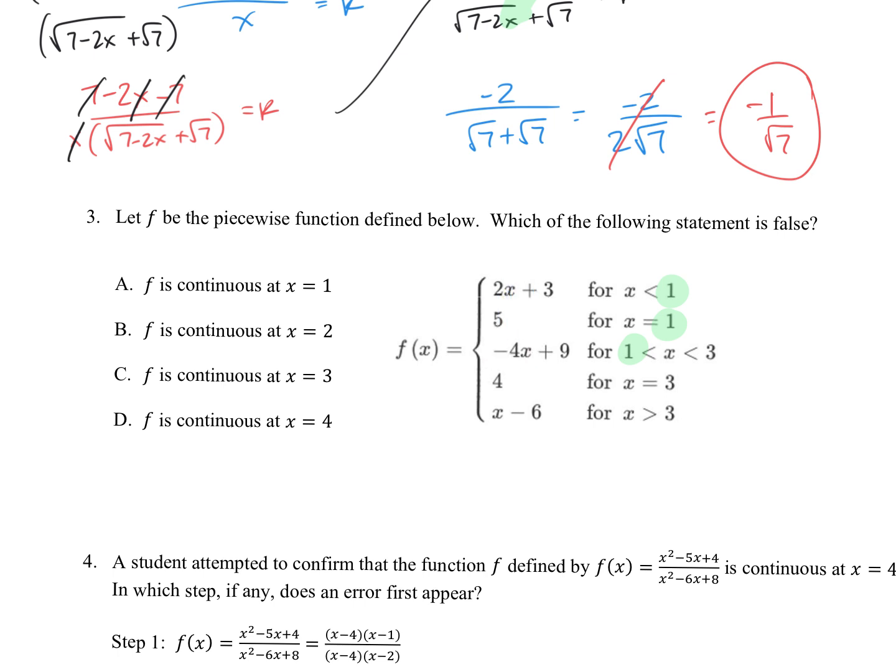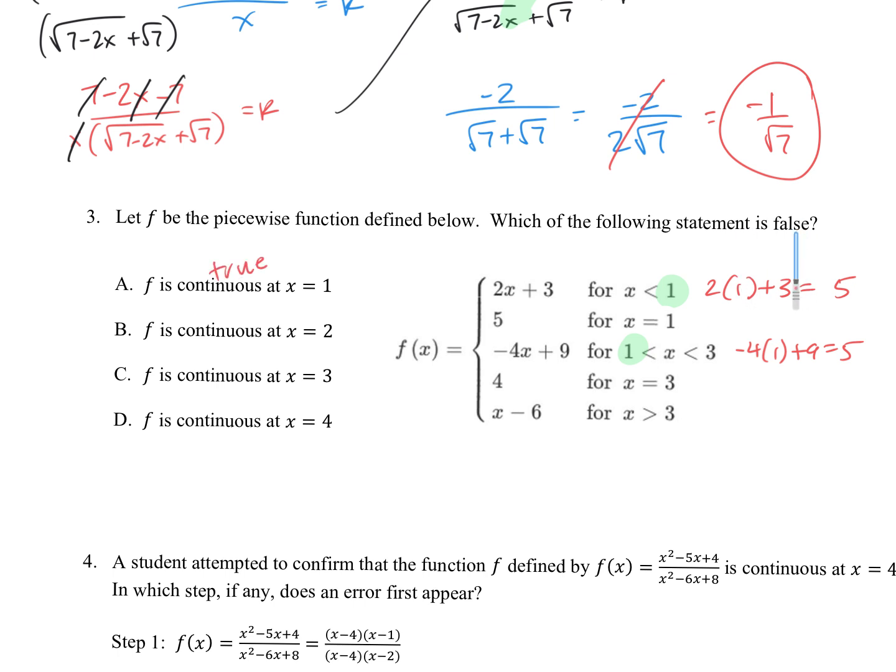2 times 1 plus 3? 5. What about when x is 1? Down here. Yeah, negative 4 times 1 plus 9 is also 5. Would we say it is continuous at 1? Yeah, because from the left and the right, so this one is true.